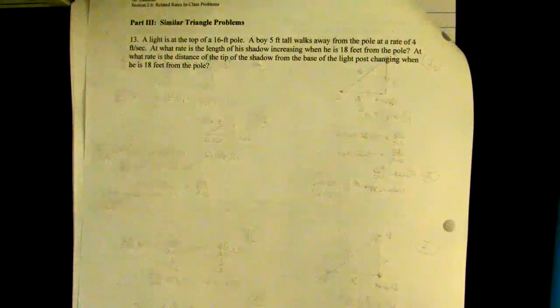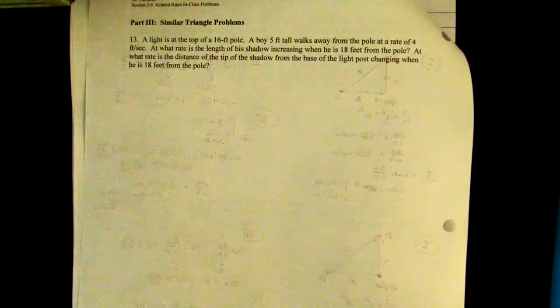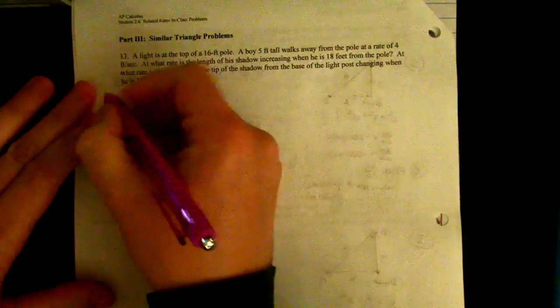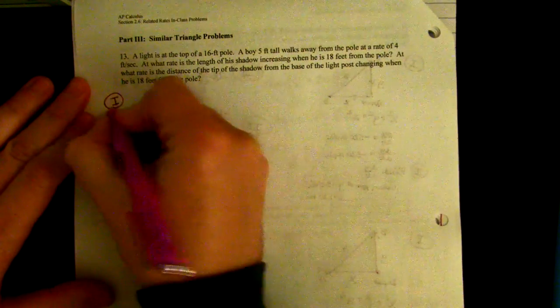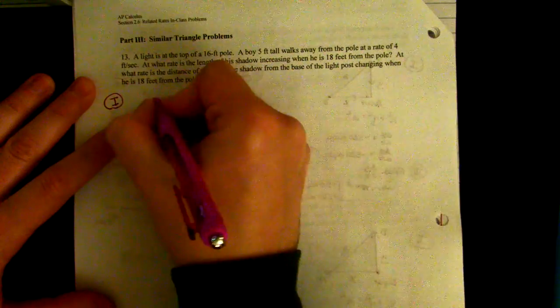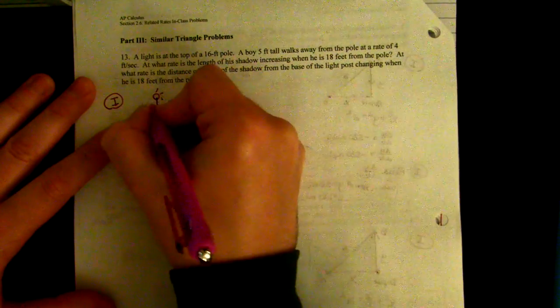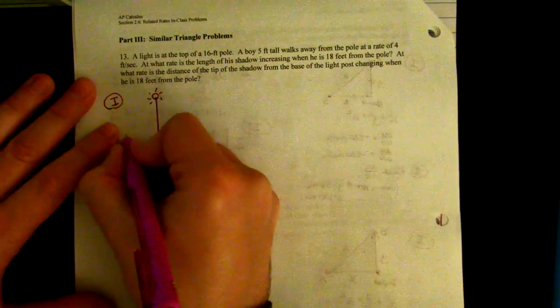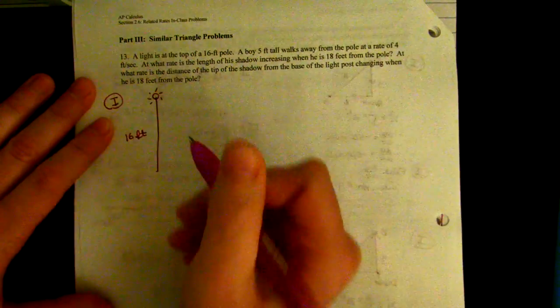For our next problem, take a moment and read through problem number 13. And we need to try to draw a picture here. So let's see. We've got a light at the top of a 16-foot pole. Okay, so here's a pole, there's a light. See it shining, wonderful. That is 16 feet tall.